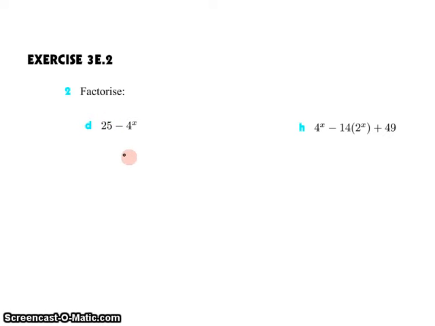In this case, I see difference of squares. I see one square take away another square. 25, you probably recognize, is a square. It's 5 squared. 4 to the x might not strike you as a square, but it is, because 4 is 2 squared. So I can replace the 4 with 2 squared. I still have the x out here, though. Not quite the right format for difference of squares yet, but we can get it there.